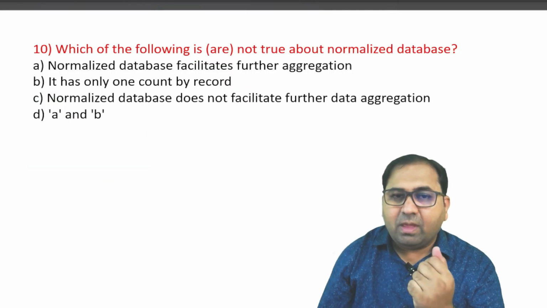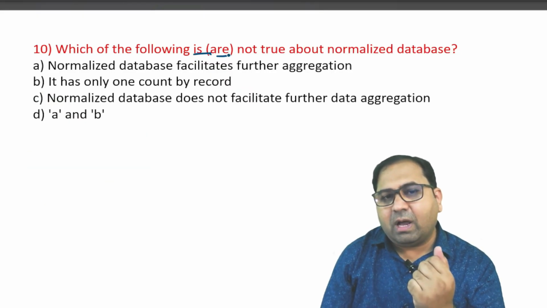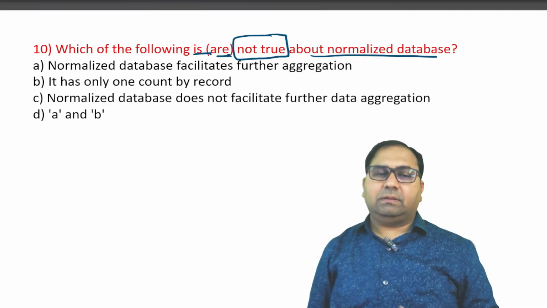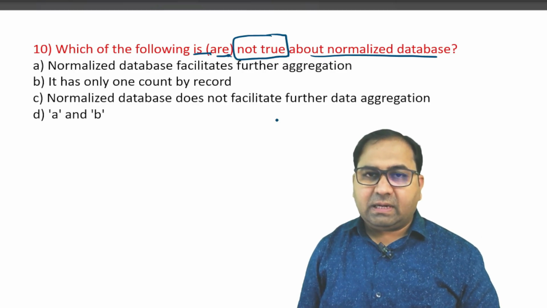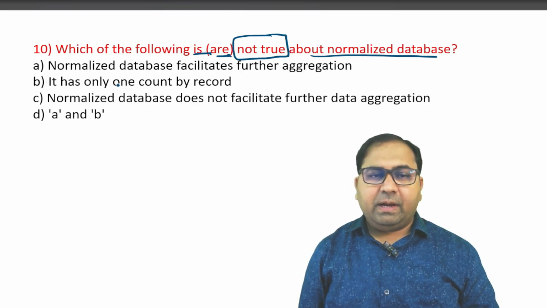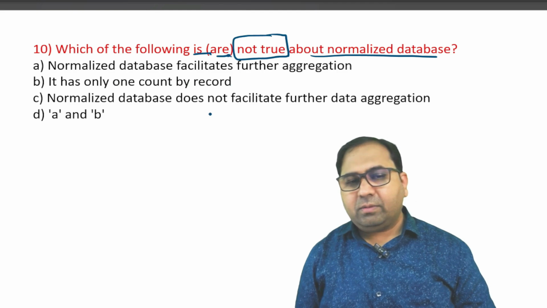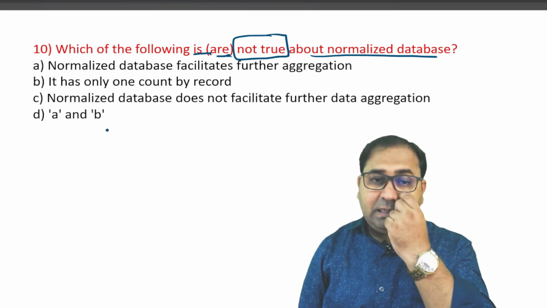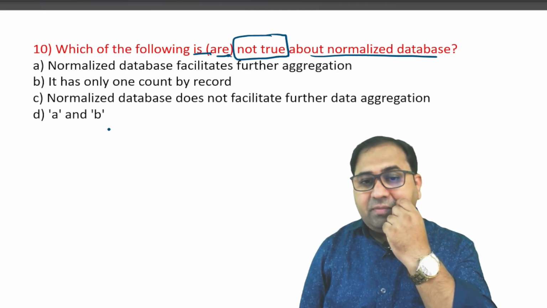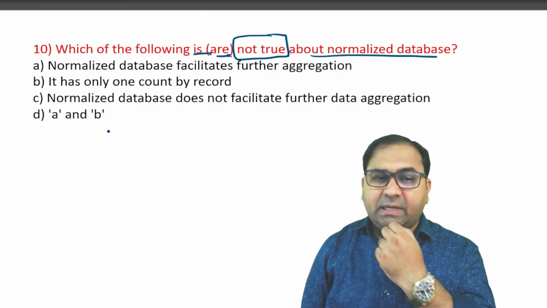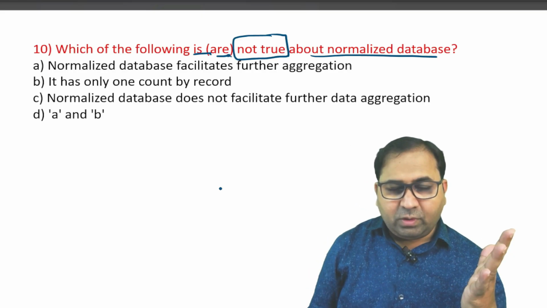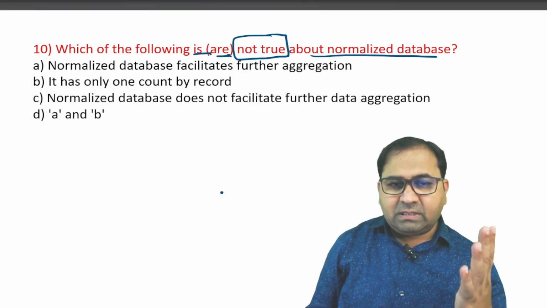The next question. Which of the following is or are not true about normalized database? The options are A, the normalized database facilitates further aggregation, or B, it has only one count per record, or C, the normalized database does not facilitate further data aggregation, or D, that option A and B are correct. So the question was, what is not true? That means other statements are correct.